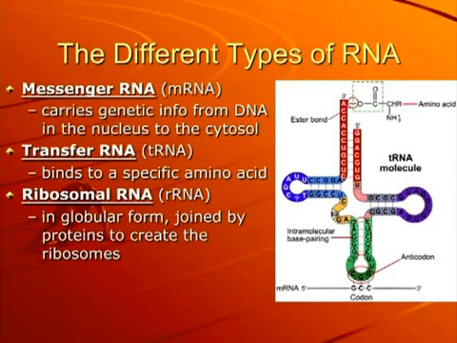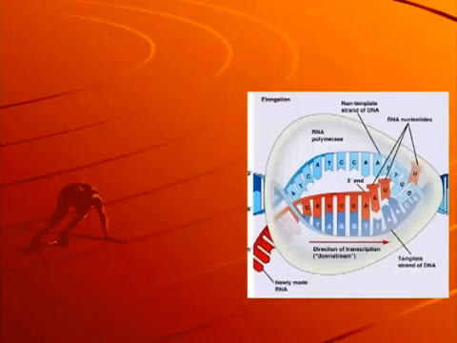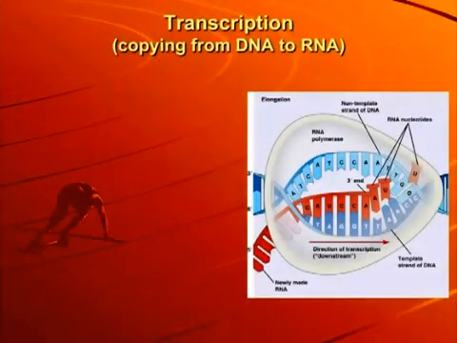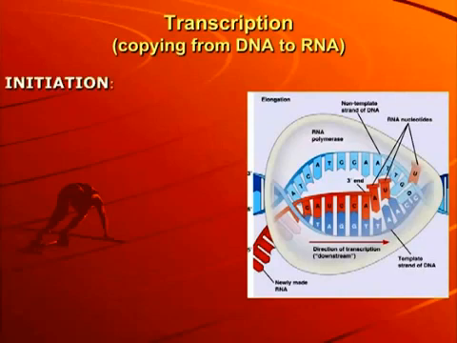Now, how you actually make this RNA is a whole different process. The process is known as transcription. Transcription is copying the genetic code from DNA to RNA, and it is composed of 3 major steps. It has one major enzyme known as RNA polymerase. So the first step is initiation. Initiation is when RNA polymerase comes and binds to the DNA molecule at what's known as the promoter.